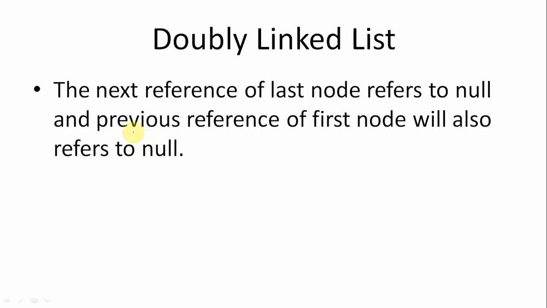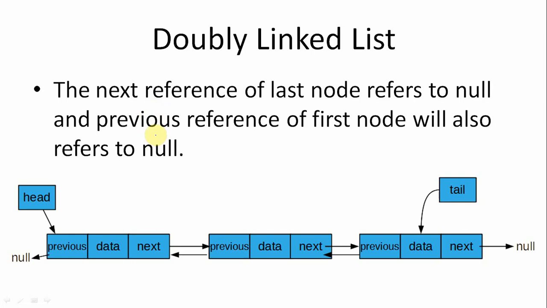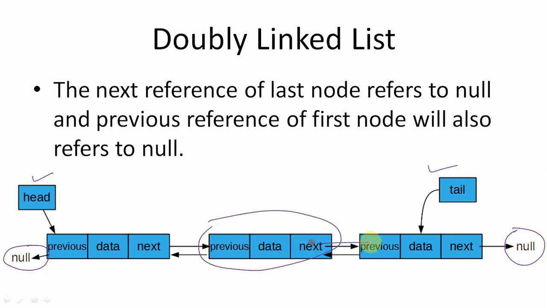The next reference of the last node refers to null and the previous reference of the first node will also refer to null. See, in this figure you can see the previous is referring to null as well as the next is referring to null. Doubly linked list can also contain a tail, but every linked list must have a start or a head. Now each node is connected. This particular node is connected to the next node as well as the previous node of the sequence.